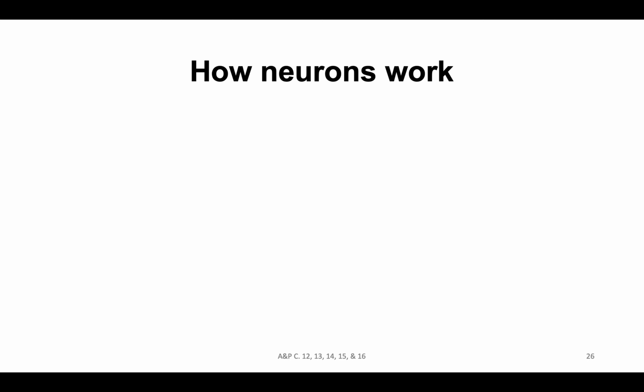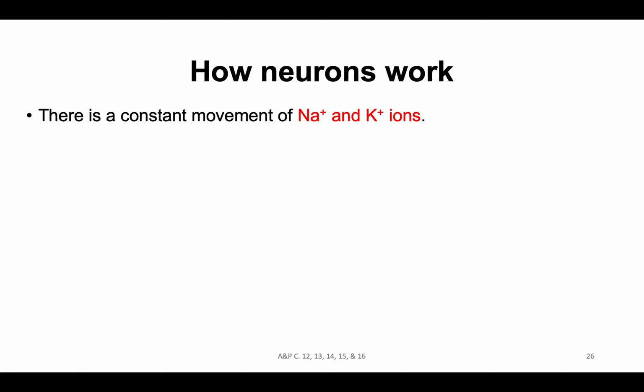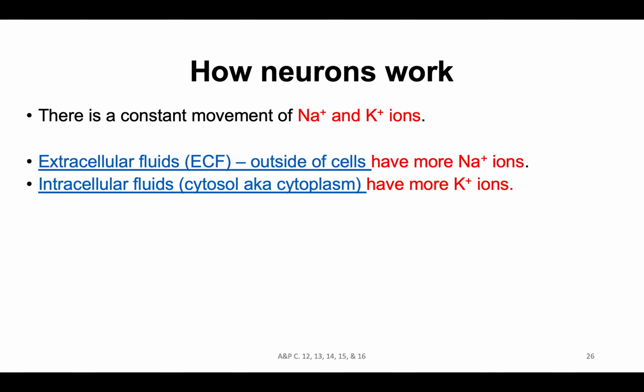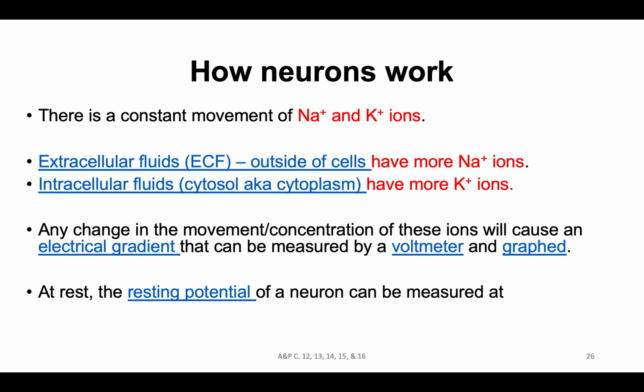The other day, we talked about the basics of the nervous system and the structures of neurons, or the cells that make up our nervous system. And what we're going to talk about today is how those neurons actually work. How do they send a message from one neuron to the next in order to get our body to function?